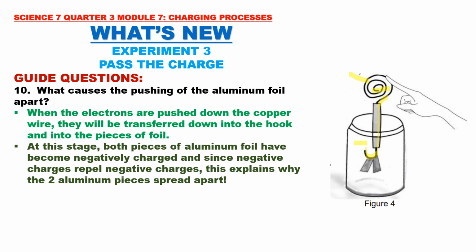Now, dahil nakasabit yung dalawang strips ng aluminum foil natin sa ating copper wire na negatively charged, pati sila naging negative. Ang una nating strips of aluminum ay negatively charged, ang pangalawang strip ng aluminum ay negatively charged din, kaya sila ay nag-spread apart. Kasi negative repels negative. So no attraction will take place, magkakaroon tayo ng separation of our aluminum foil.